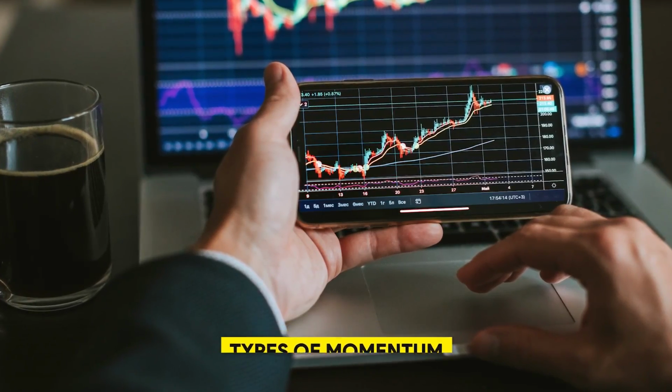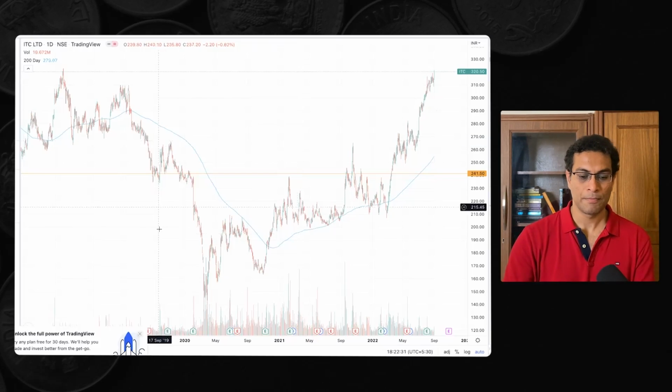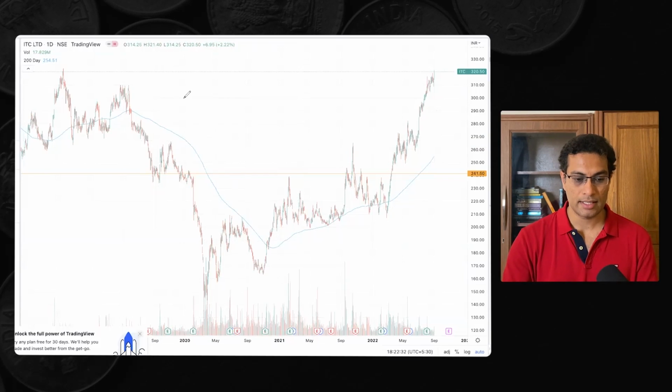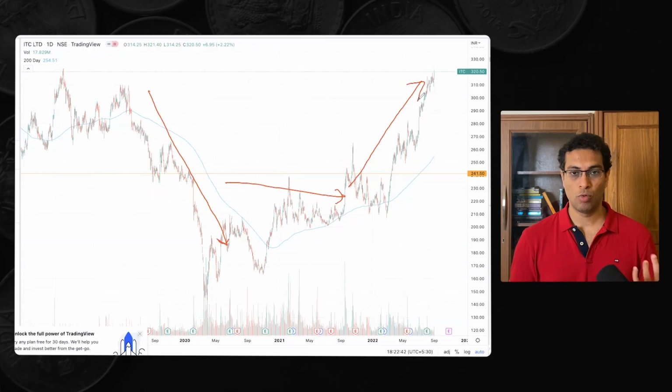And a related third point here is: what types of momentum are there? Let me pick the example of ITC and show you some critical points. Here you would see a very clear downward momentum. This is a sideways momentum and this is an uptrend momentum. Momentum can be judged from very short term, long term, mid term, and your head will hurt if you start studying all these things and get into excessive details.